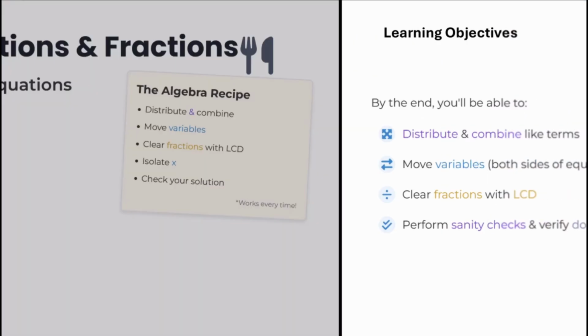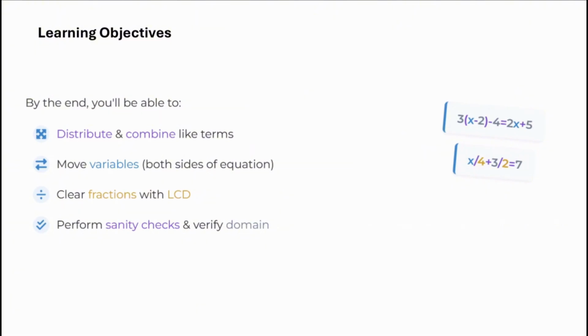At the beginning, we have to see what the objectives of this module are. The first one is about distributing and combining like terms that we had from the previous videos. We have to move the variables as we did in the previous module. We were talking about it, but today we are going to use it in more detail, in more steps, to see how it goes.